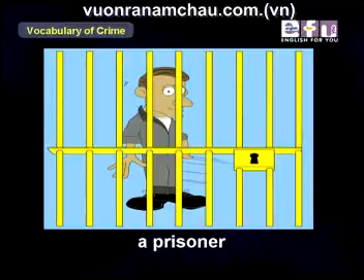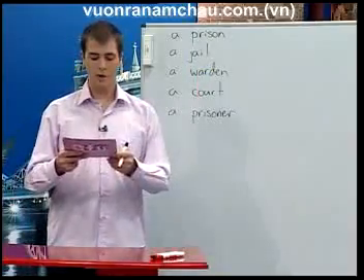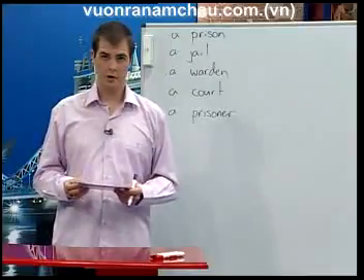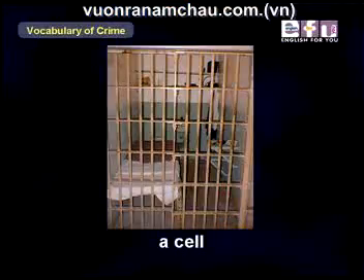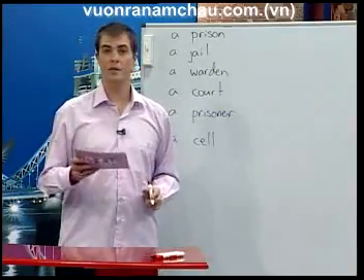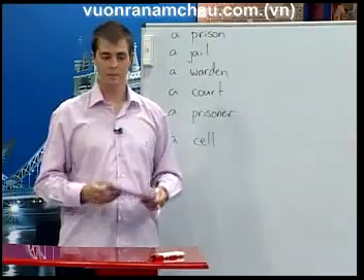Now we have a prisoner. A prisoner is someone who's kept in a prison or a jail as punishment for a crime. Okay, a cell. A cell is a small room in a prison where a prisoner sleeps.